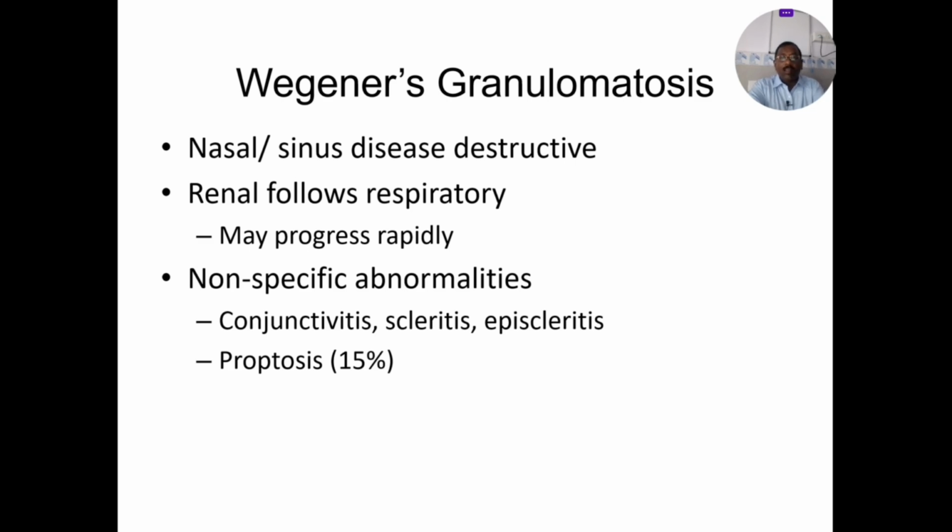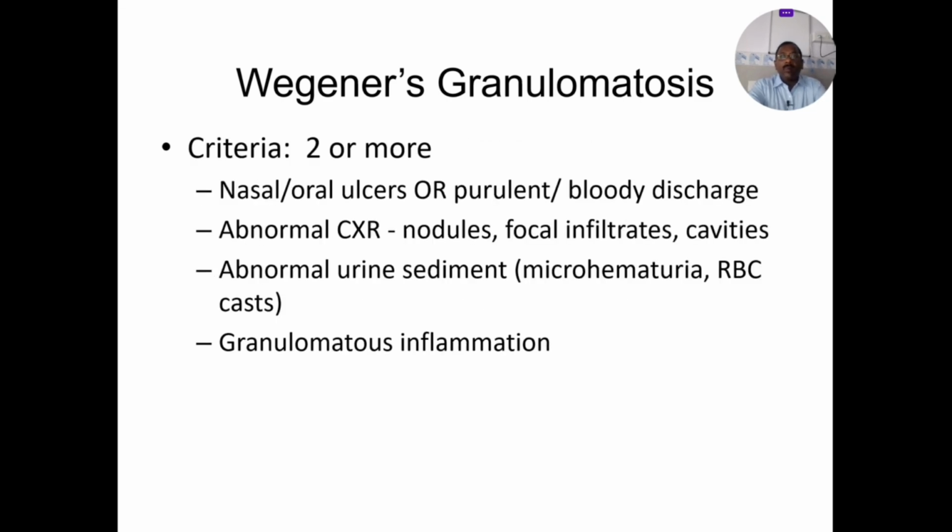Here the criteria for the Wegener's granulomatosis. 2 or more, what are they? Nasal or oral ulcers, or the purulent or the bloody discharge, abnormal chest X-ray in the form of the nodules, some focal infiltrates, some cavities. Abnormal urine sediment, especially the microhematuria, and RBC casts. Granulomatous inflammation. If you get the biopsy, there will be the vasculitis in the form of the granulomas also. So that is the Wegener's granulomatosis.